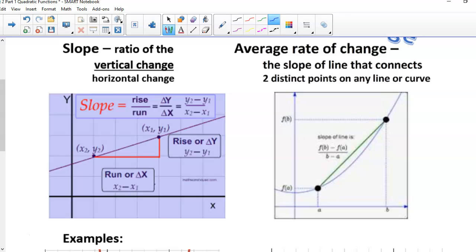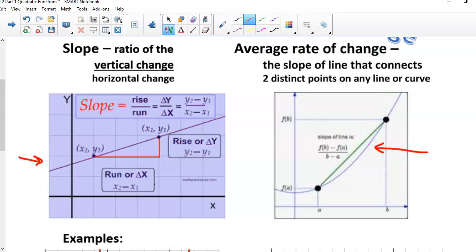So remember, when you have slope, you have to have a straight line. But when you have average rate of change, you can do that with a quadratic, which gives you a parabola, or you could do it with an exponential function or a periodic function, lots of different types of functions, not just linear, okay? But the process is really the same. You're finding the change in the y values over the change in the x values, the change in the y values divided by the change in the x values.